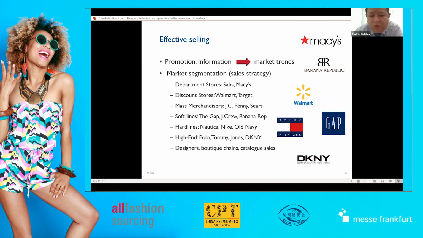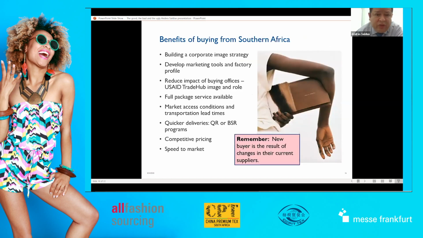I worked with Polo for over 15 years, and once they choose a factory, they are very loyal and they pay premium price. And of course, you have multiple designers, boutique chains, catalog sales. This is a $90 billion market. There are different buyers that will accommodate to the factory reality.